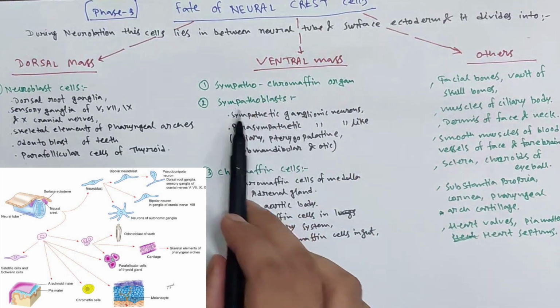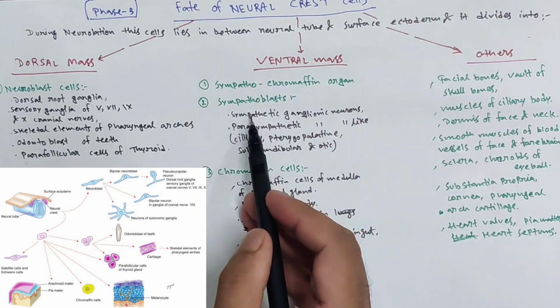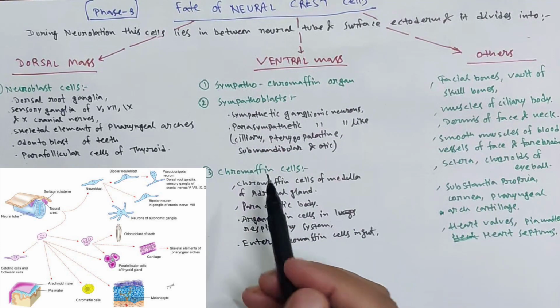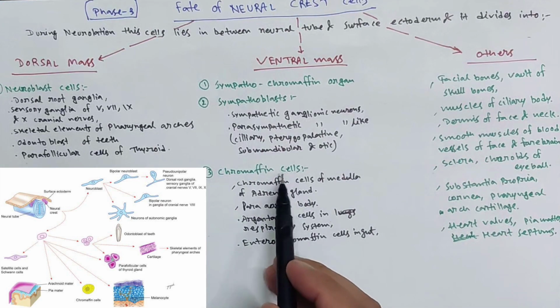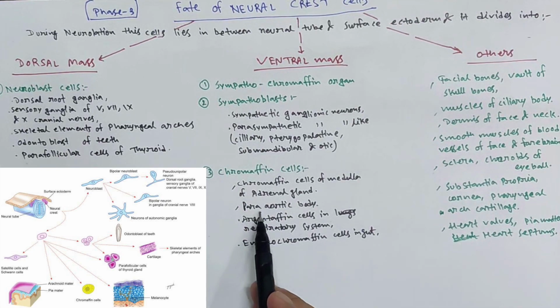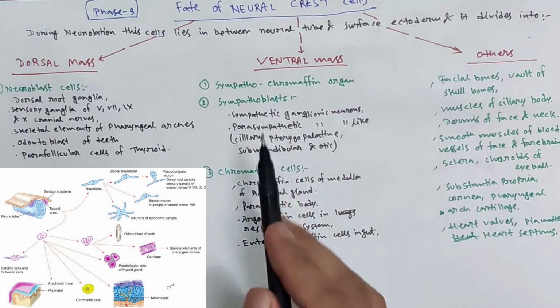Ventral mass, it forms the sympathochromaffin organ. Sympathoblasts form the sympathetic and parasympathetic ganglionic neurons. Okay, you already know about these things. And the chromaffin cell forms the chromaffin cells of medulla of adrenal gland, then paraaortic body, argentaffin cells of the respiratory system, enterochromaffin cells in the gut. All these things we'll talk about later.